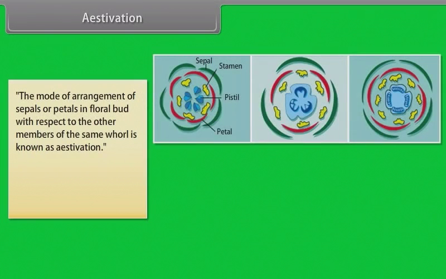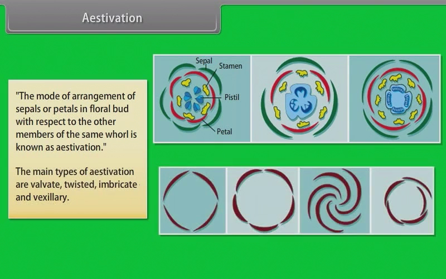Aestivation. The mode of arrangement of sepals or petals in floral bud with respect to the other members of the same whorl is known as aestivation. The main types of aestivation are valvate, twisted, imbricate, and vexillary.